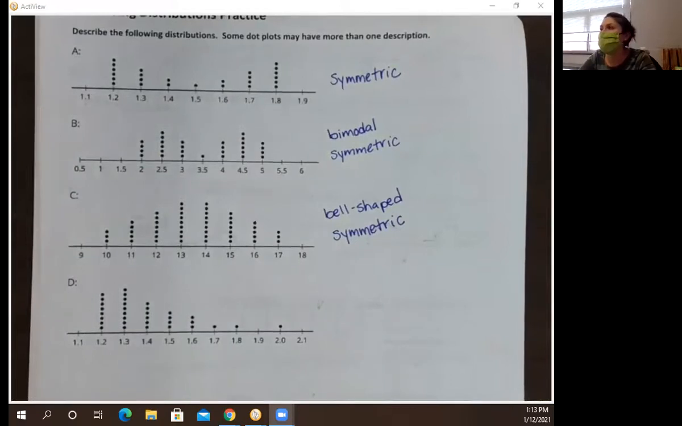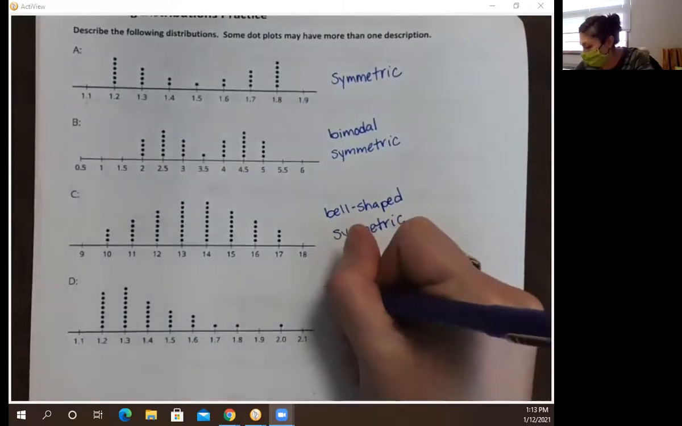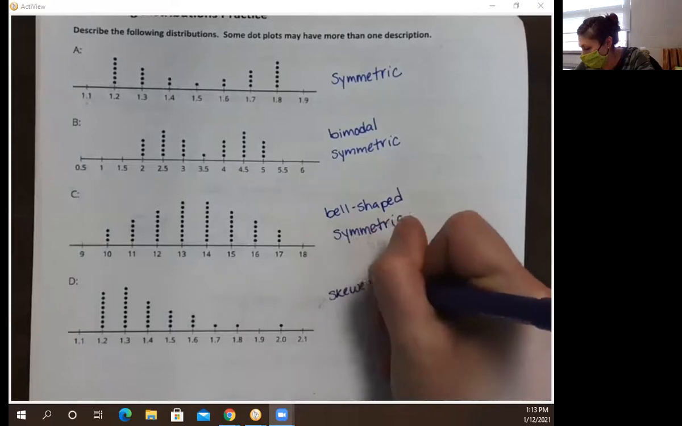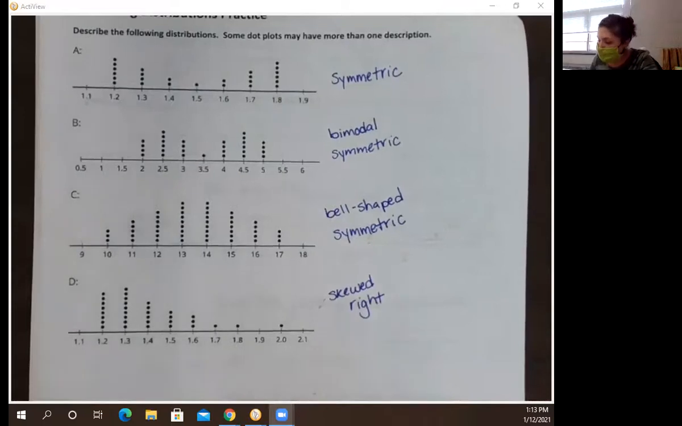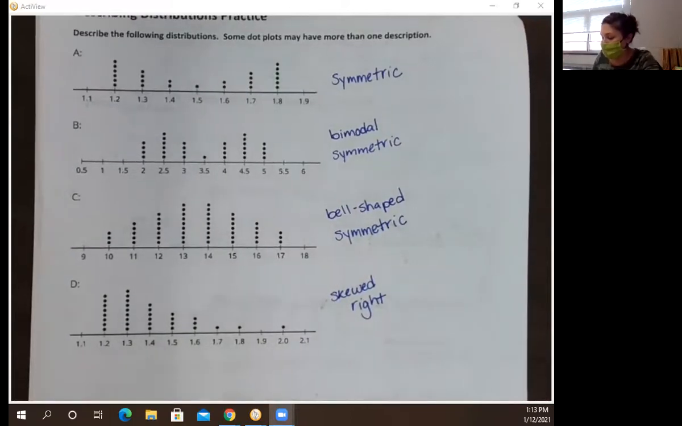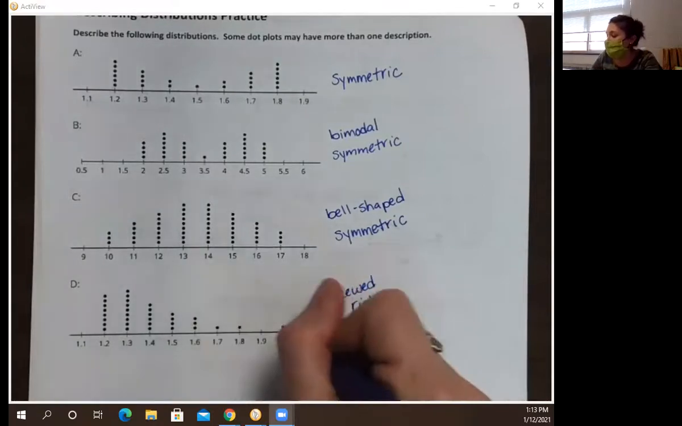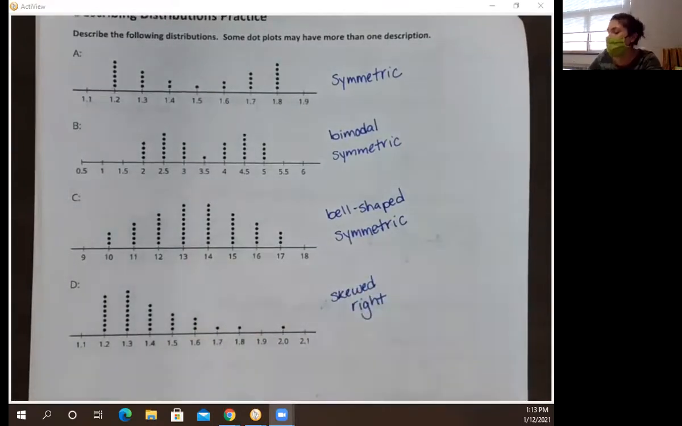And then what about D? Skewed right. Yep. Definitely not symmetric, not bimodal because I don't have more than one peak, not bell-shaped because it doesn't taper on both sides. This is skewed right. Remember, this always seems kind of counterintuitive to me. I want to name them after where the big clump of data is, but they're named after which side has the tail. And the tail is on the right here, so this is skewed right. Okay. Questions for me on those?